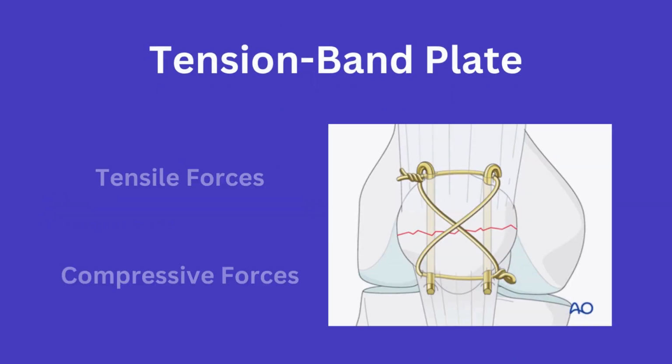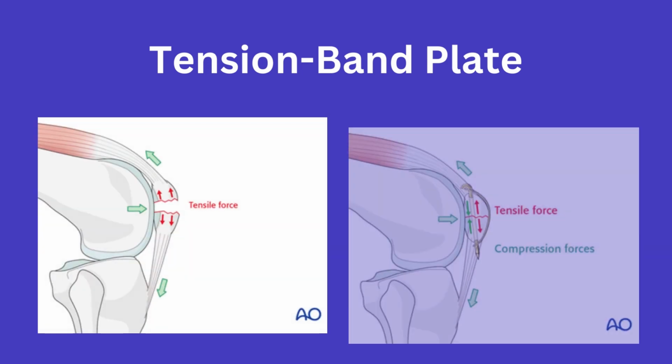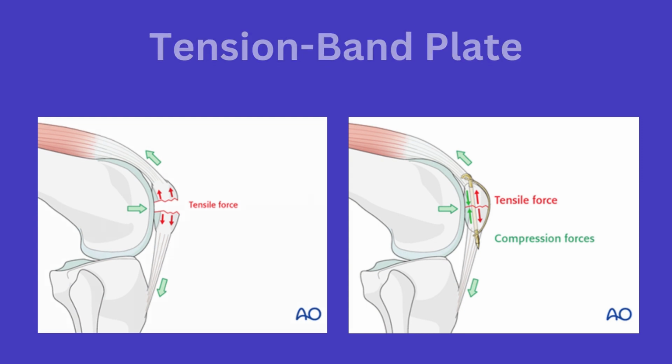Next is the tension band plate. Tension band plates take advantage of the natural tension your body exerts with movement and converts those tensile forces into compressive forces. These are commonly seen in the fixation of patella fractures, for instance, as you can see here.